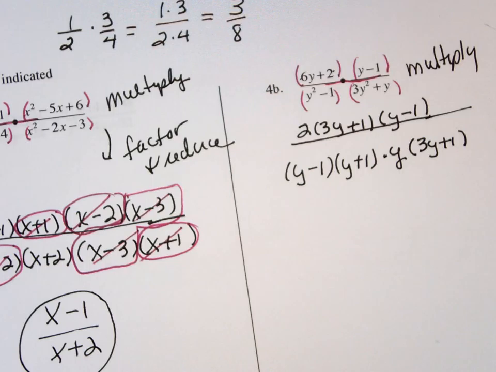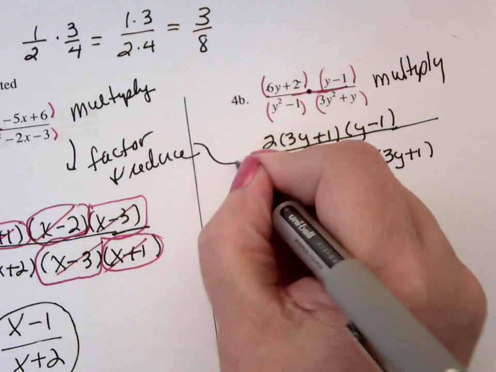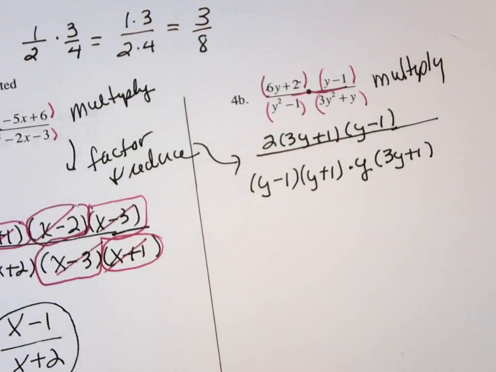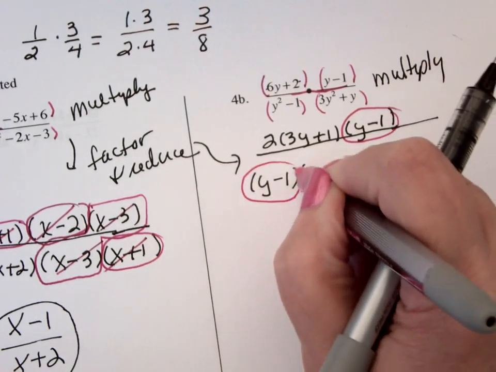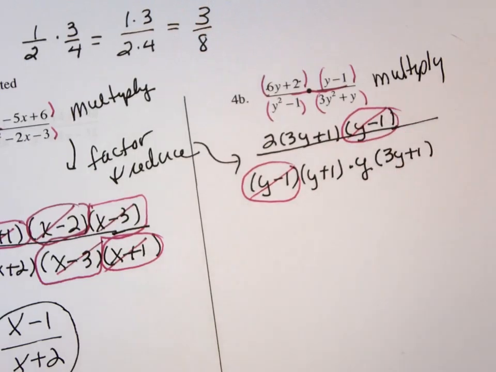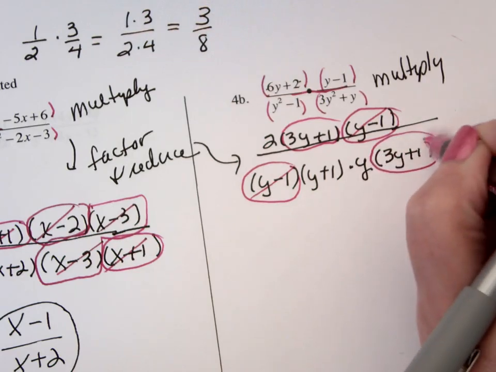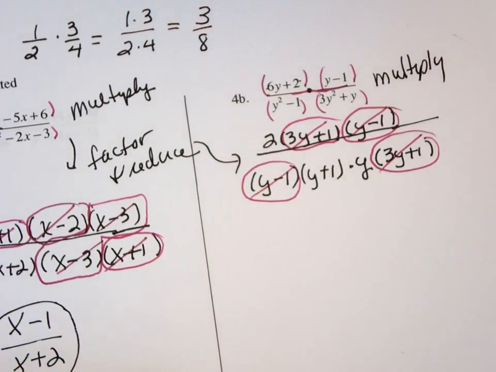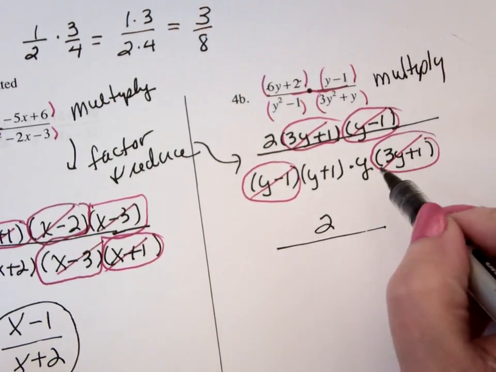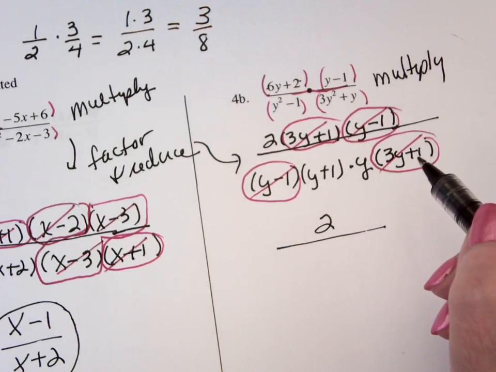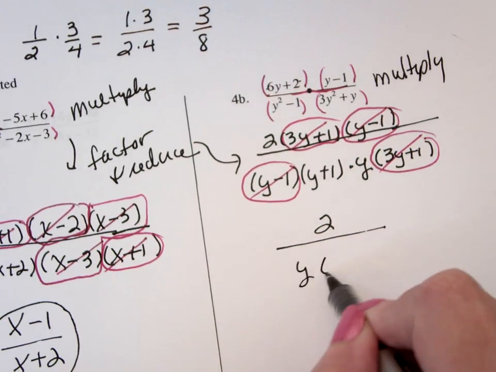Now I look to reduce my fraction. So now I factor and reduce. That's the next step in the process, to factor and reduce. So here's a y minus 1 and a y minus 1. Those reduce out. A 3y plus 1 and a 3y plus 1, and those reduce out. In other words, they form a 1. So this becomes 2 over, and I'm left with y times y plus 1.